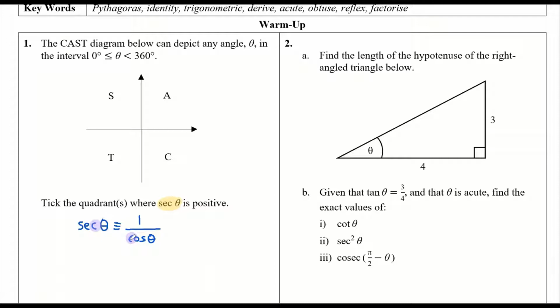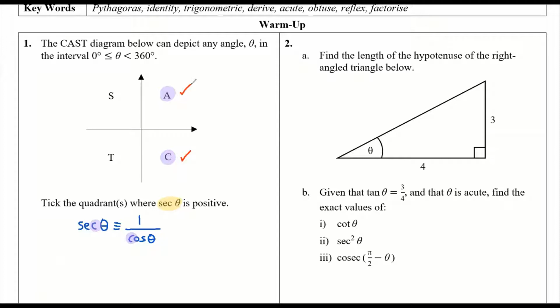If sec is negative, then so will 1 over cos theta. That will also be negative. If sec is positive, then so will 1 over cos theta. So we just have to look for where cosine is positive. Okay, so cosine will be positive in C and A. All right, but we're asked to put a tick, weren't we? So we'll put a tick there. So this is also where sec is positive, because it corresponds to the reciprocal of cosine. So it's quite a simple introduction there.